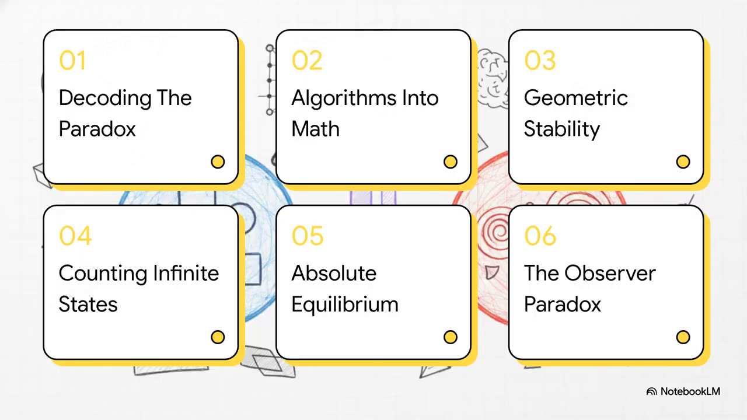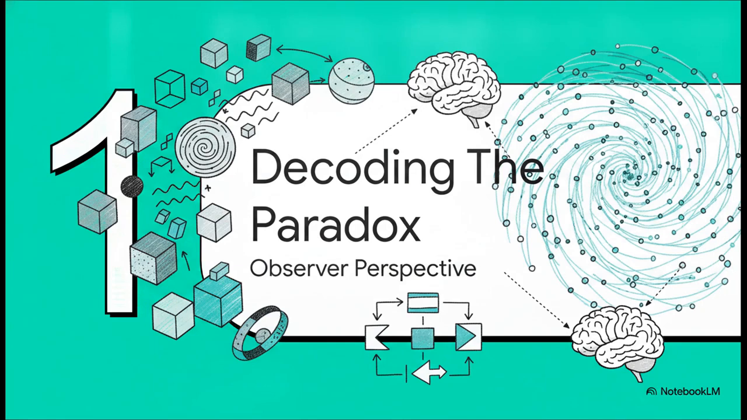Here's our roadmap for today. 1. Decoding the complexity paradox. 2. Turning algorithms into math. 3. The geometric stability wall. 4. Counting the infinite states. 5. Enforcing absolute equilibrium. And 6. The observer perspective paradox. All right, let's jump straight into part 1, decoding the complexity paradox.